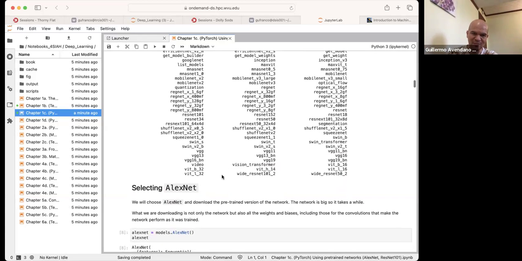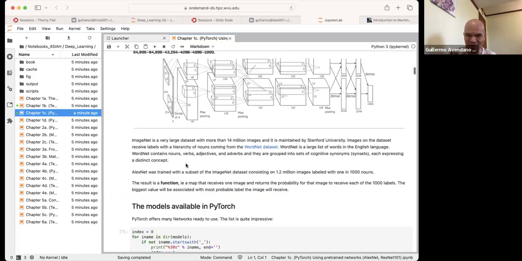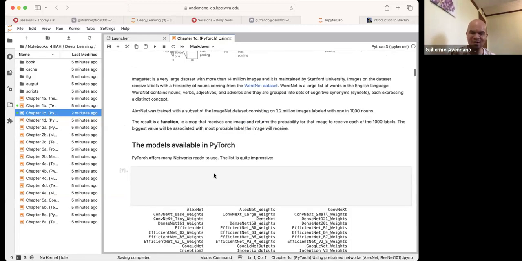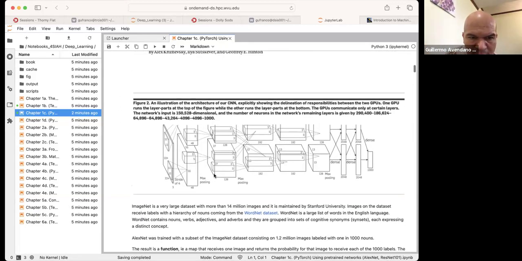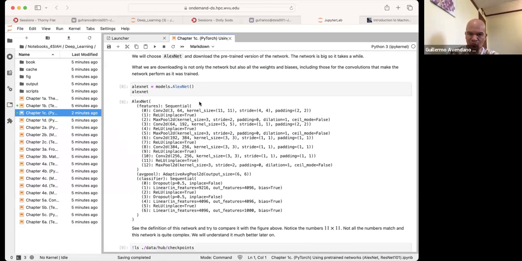In this case, we will be selecting the AlexNet. So that will prepare all the machinery that the computer needs to create the neural network. We have the model here.